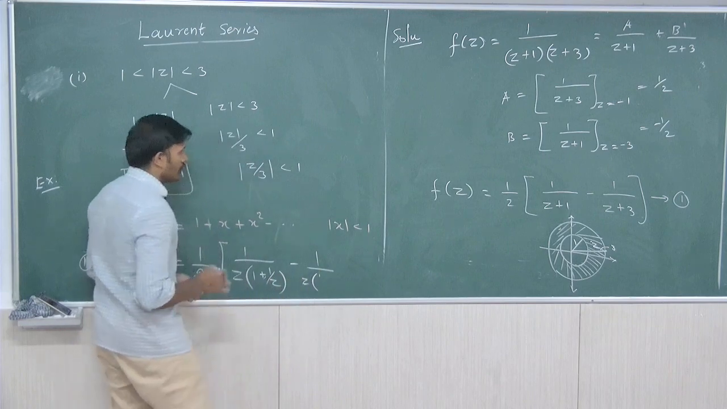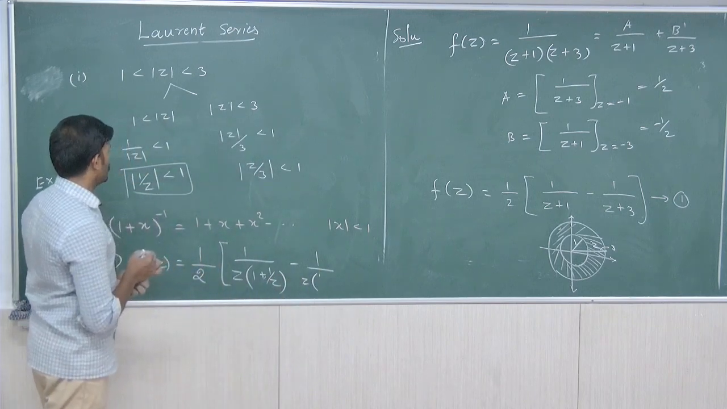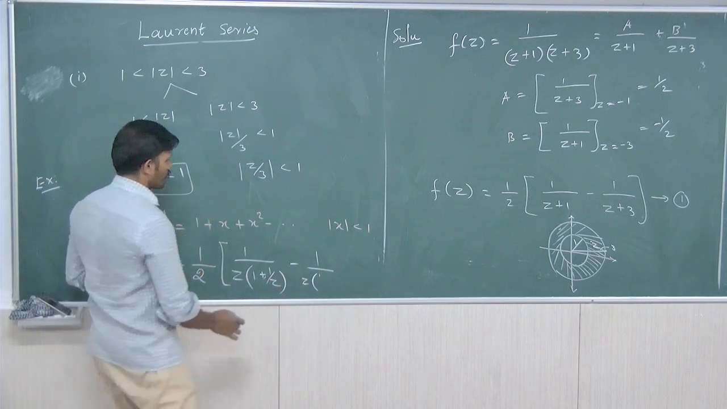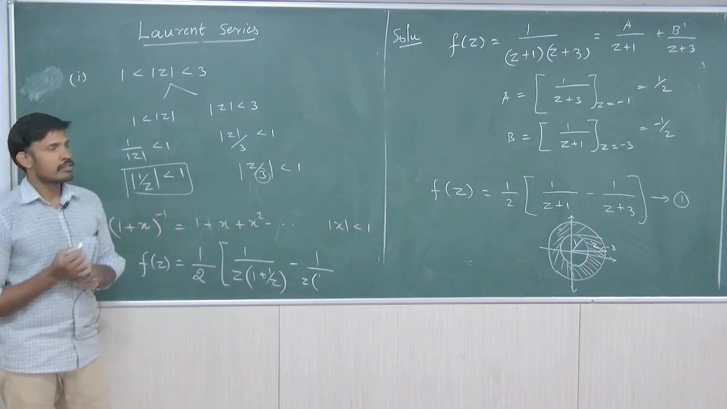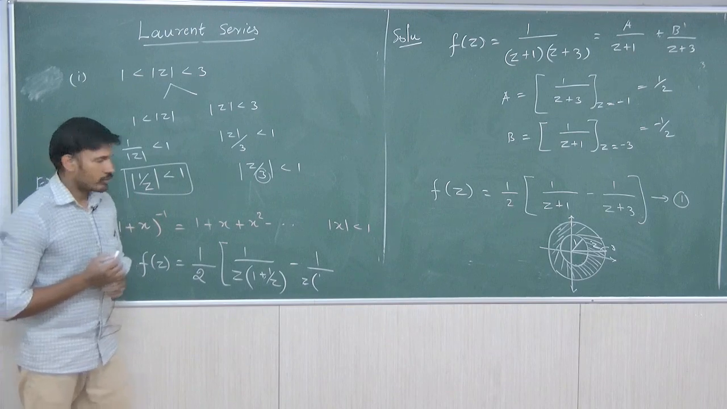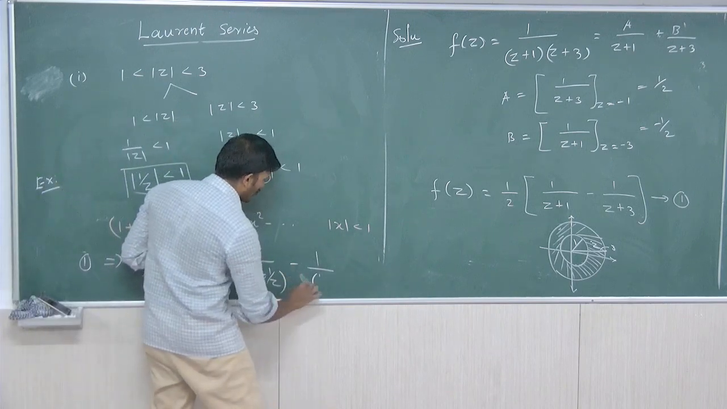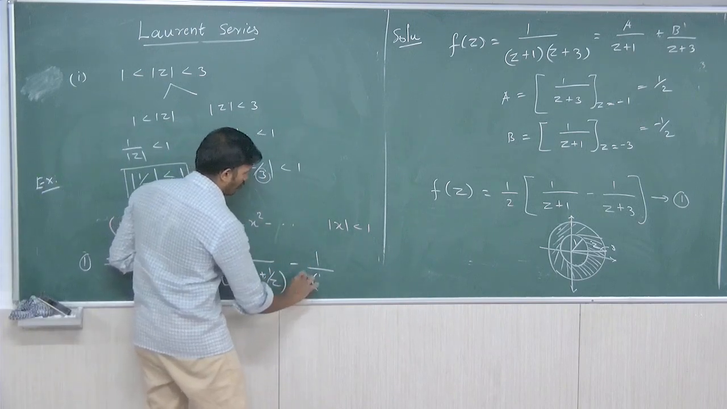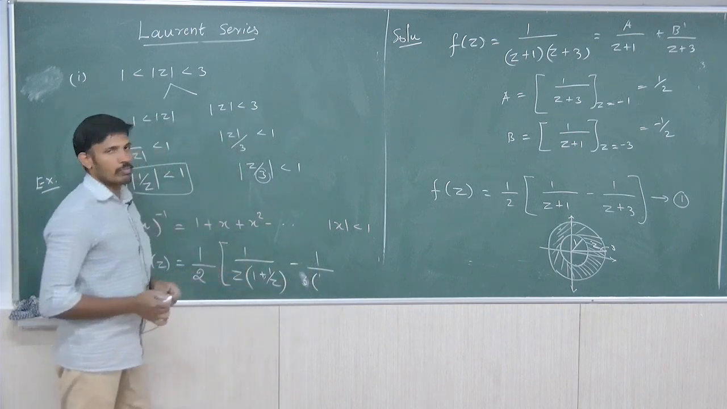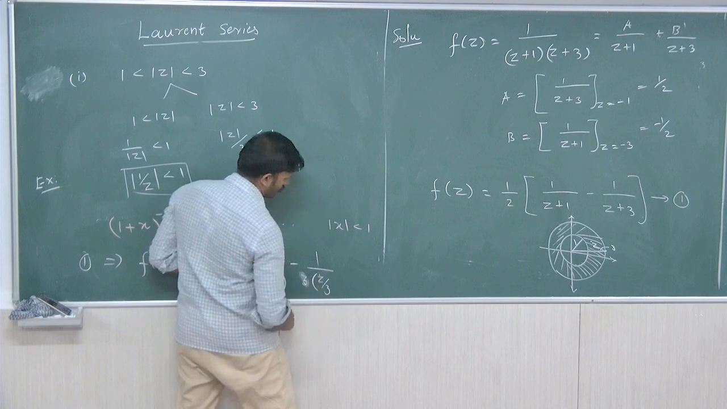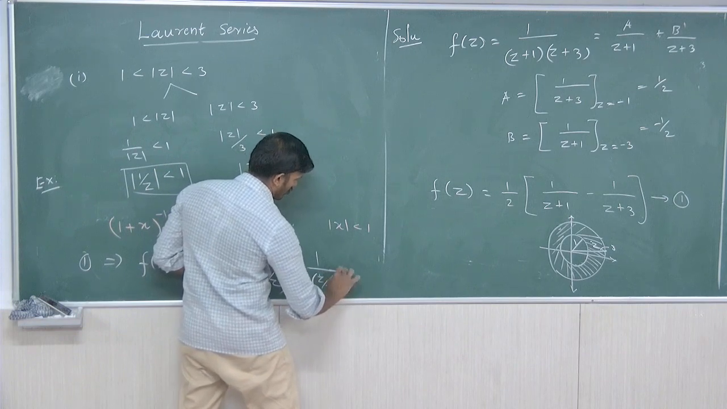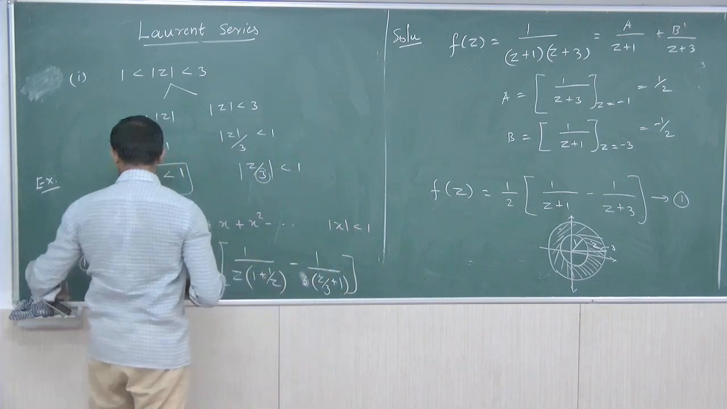Similarly, in the second factor, I am going to take 3 as a common term, because the 3 lies in the denominator, right? So for that I am going to take 3 as a common term in the z plus 3. You may get z by 3 plus 1, right?